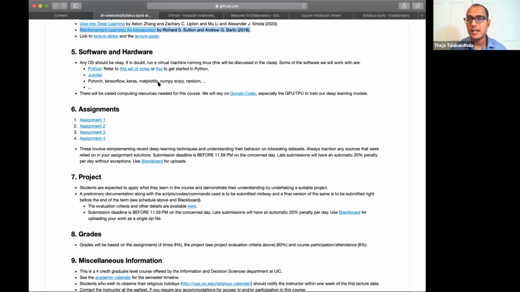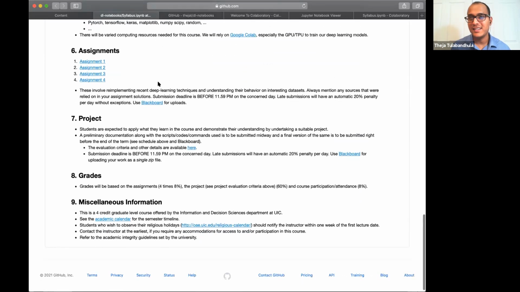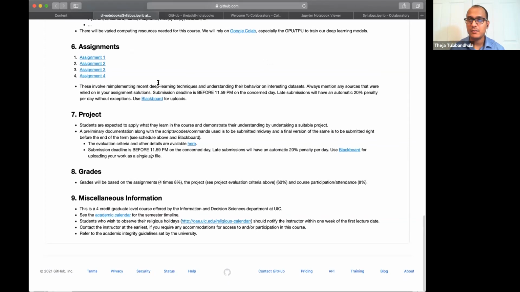But we look at Python because that's where many of the very popular packages are actively being developed as well as supported. Now, coming to the parts where there will be evaluation. First is assignments. There are 4 assignments. Each one carries a weight of about 8 points.